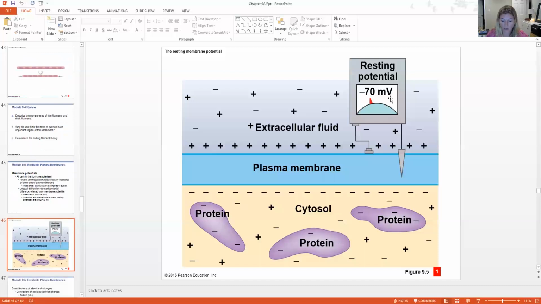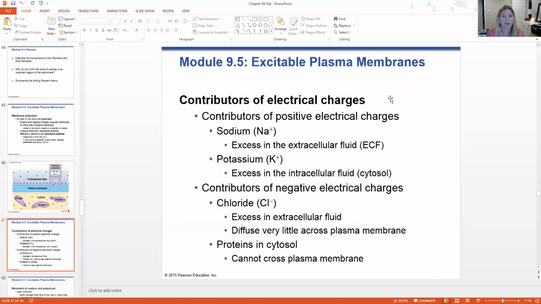The resting potential of neurons and skeletal muscles is around -70. So why is that? Well, three main ions are in charge of this. Sodium, which is in excess in the extracellular fluid. Potassium, which is in excess in the intracellular fluid. Chloride is with sodium on the outside of the cell also. It doesn't really affect the distribution too much because it doesn't really flow into or out of the membrane. There are also proteins inside the cytosol that can't cross the plasma membrane either, so they don't really contribute. So our two players are sodium and potassium.